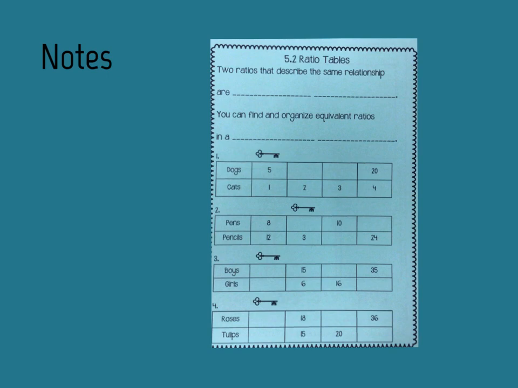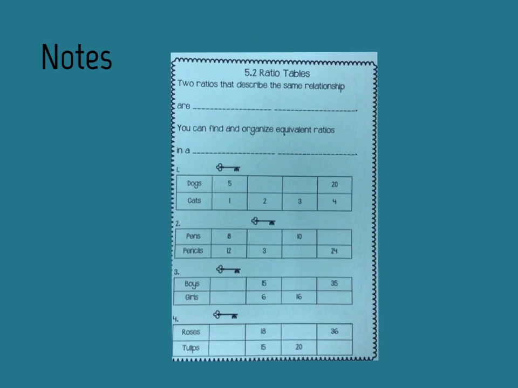Okay, so here we go. We're going to start studying ratio tables now. You need to find this page in your journal. It's 5.2. It's in the green section. So if you need to pause, go ahead and pause, pull this paper out. You really need to get this out.